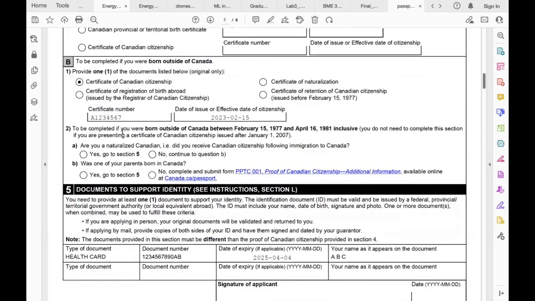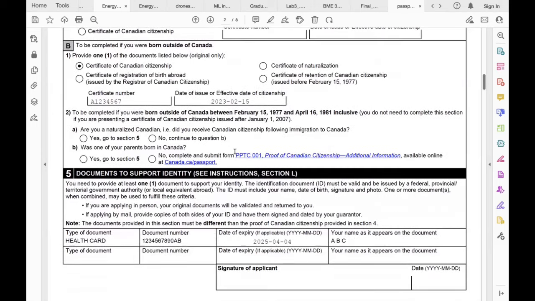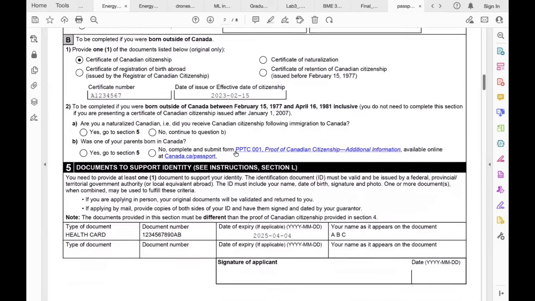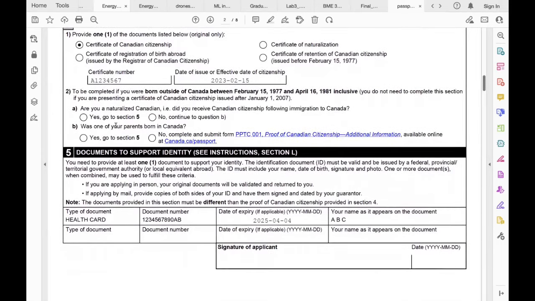This number 2 is to be completed by anyone who was born outside of Canada between February 15, 1977 and April 6, 1981, inclusive. It wasn't applicable for me, so I left everything blank here.